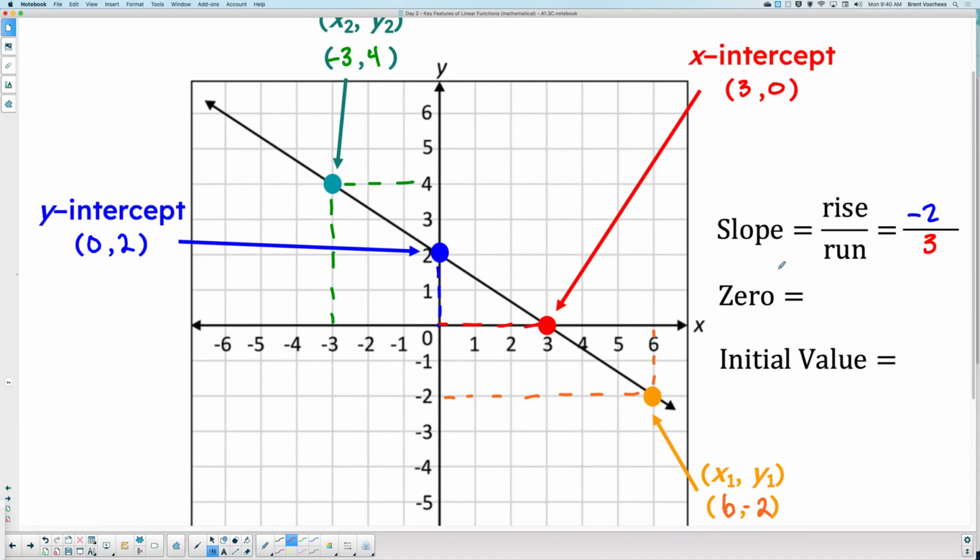Okay, the 0. Now here we go. Vocabulary. Oh man, Mr. Voorhees, we turned the page. I don't remember. Okay, let's think about what 0 means. X-intercept. So what value does this line cross the x-axis? That's my question. What value does this line cross the x-axis? 5, 4, 3, 2, 1. Take a guess.